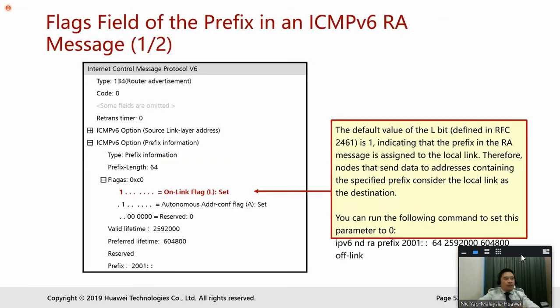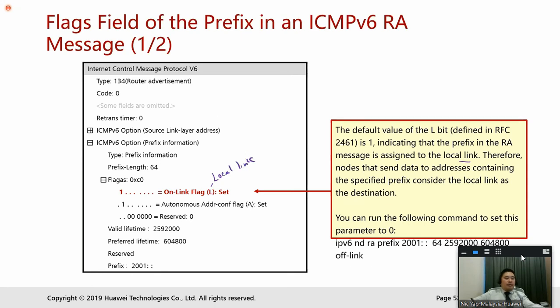So this is on the prefix itself. They have a flag from here. One is called the on-link flag, and the other is the autonomous address configuration flag. The default value of the L bit is 1, which indicates that the prefix in the RA message is assigned to the local link. The local link is not going to externals. Therefore, note that data sent to an address containing this specific prefix always has the link as the destination. That is always a local link.